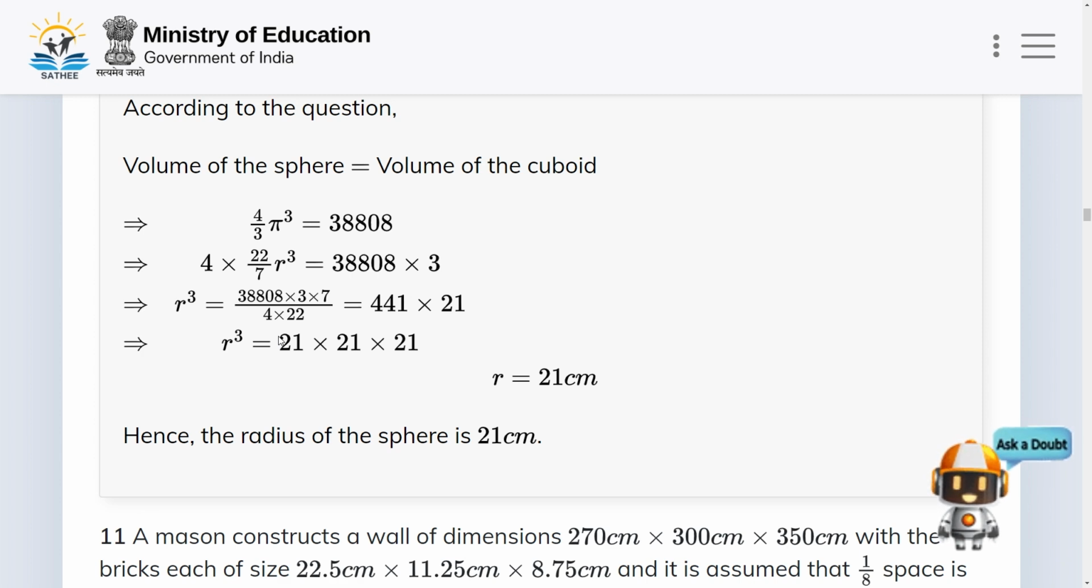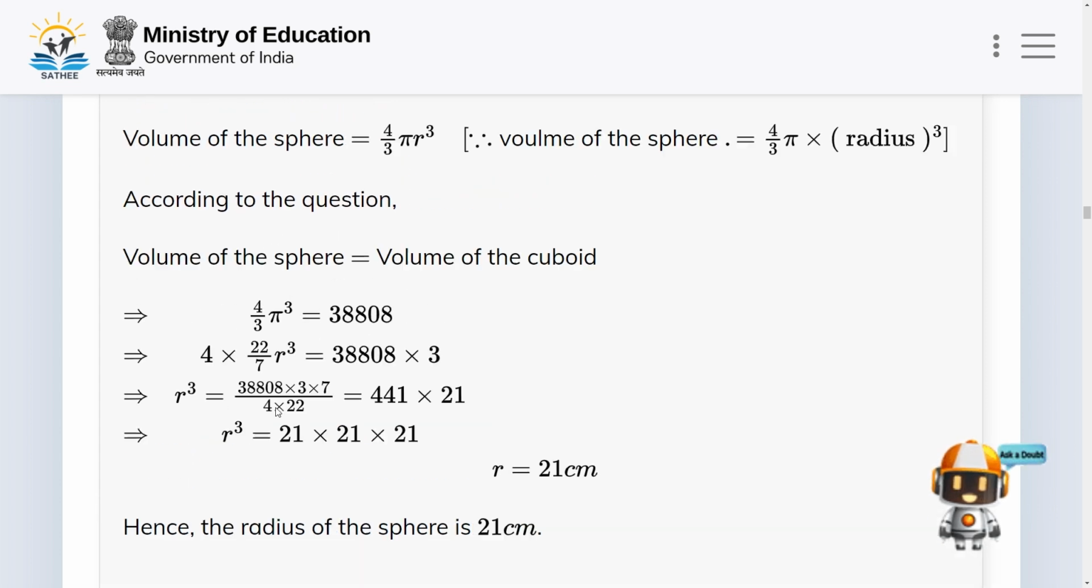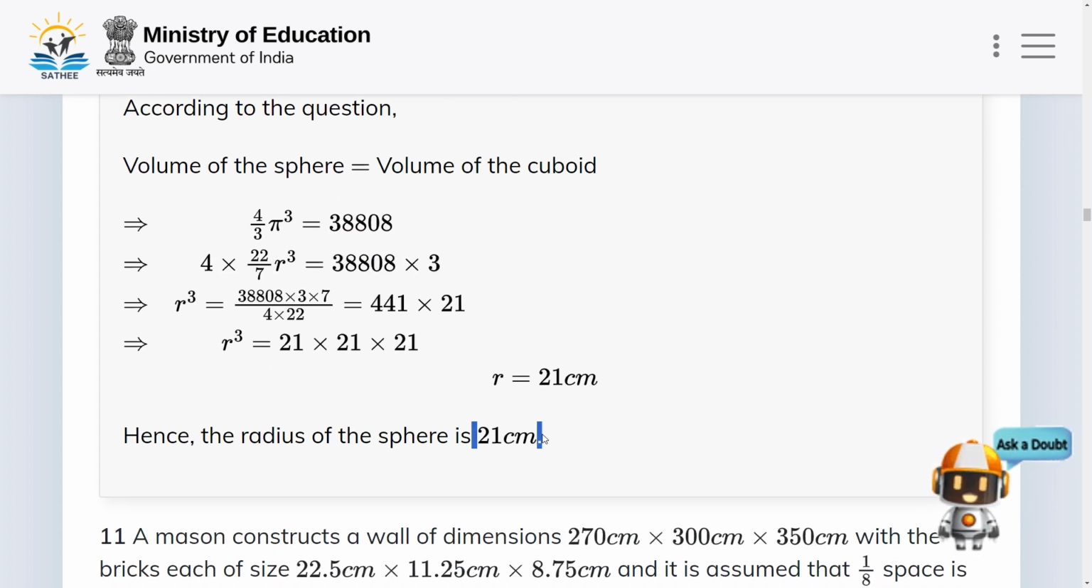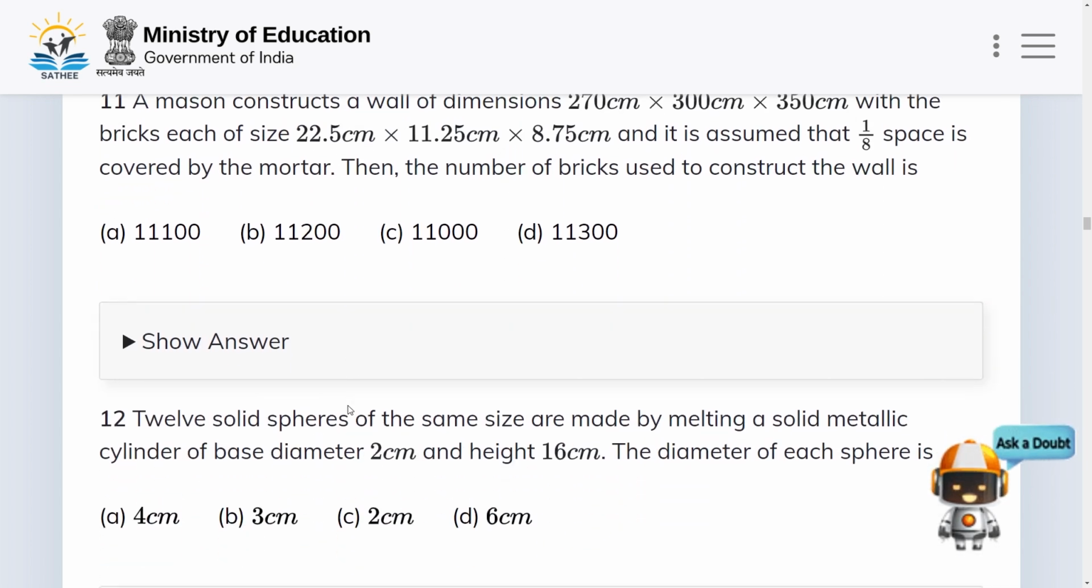Hence the radius of the sphere is 21 centimeter. And now let us move to question number 11.